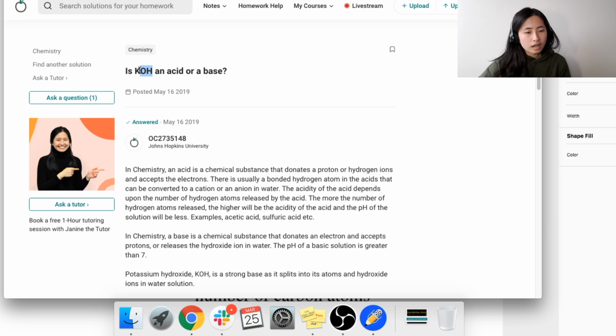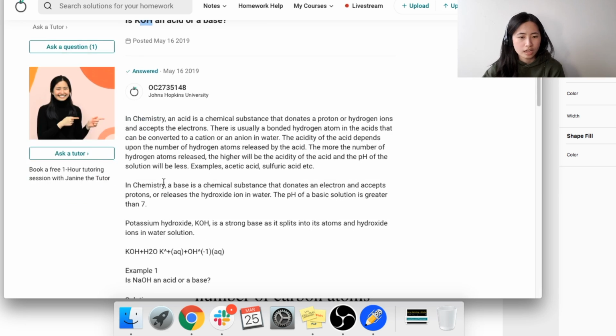your group one and group two, which is your alkali and alkaline earth metals. And then basically, if you have a hydroxide ion, in this case OH, that means it would turn it into a strong base.